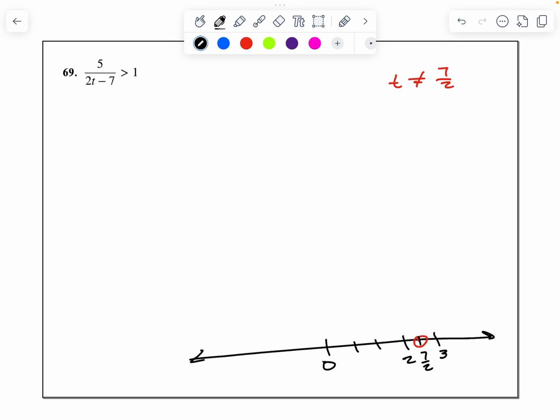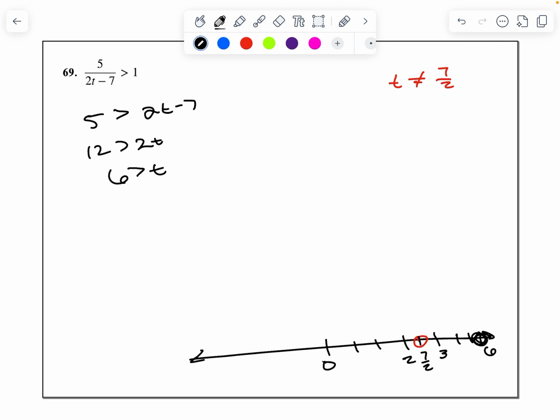All right, if I multiply both sides by 2t minus 7, 5 is greater than 2t minus 7. Add the 7. Divide by 2. 6 is greater than t. So 6 needs to be on my number line here. 3, 4, 5, 6. It's just greater than, and so I have an open circle.